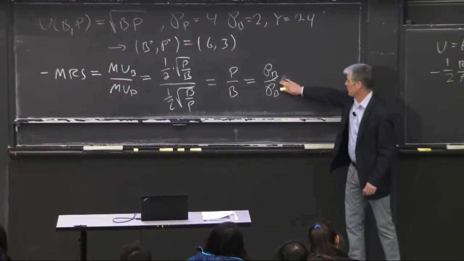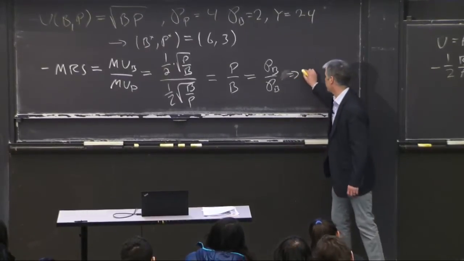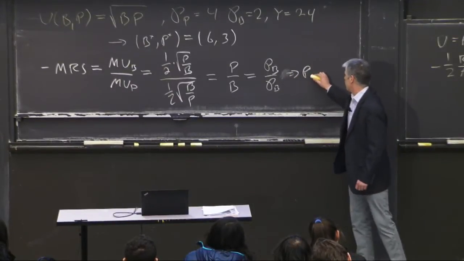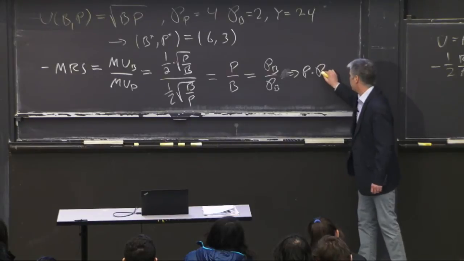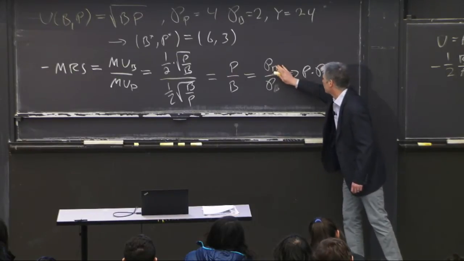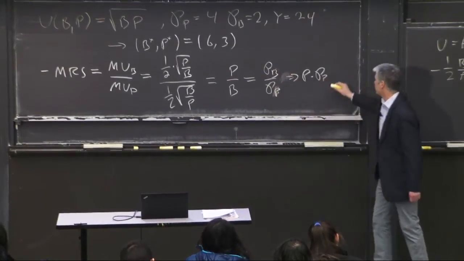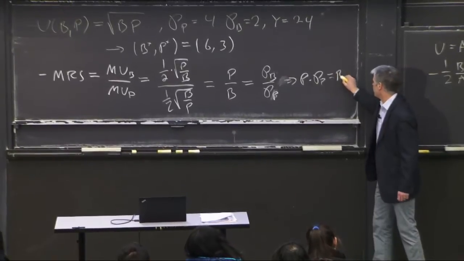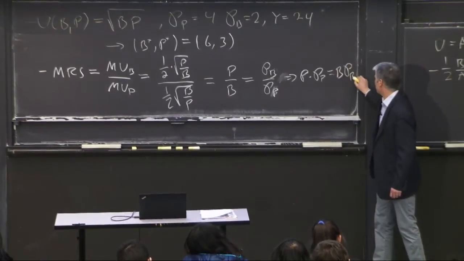Okay? Set those two things equal to each other. That implies that the price of pizza times the quantity of pizza should be the price of root beer over the price of pizza... pizza times the price of pizza equals root beer times the price of root beer.